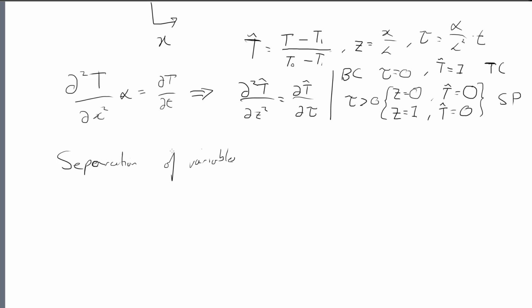Separation of variables basically means that we're going to separate out this differential equation, and we're going to say that a solution exists for t hat, and that it's going to be a product of a function only in z and a function only in tau. So that doesn't make much sense. I'll show you what I mean.